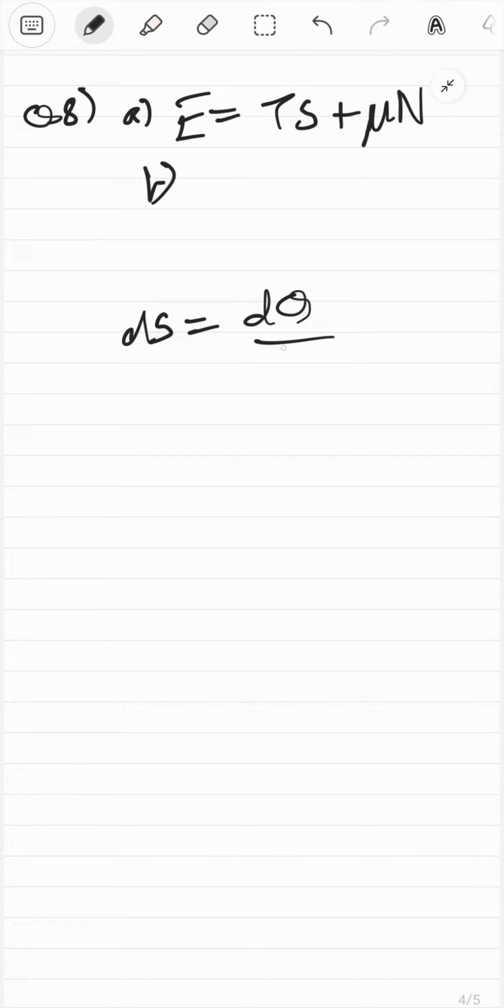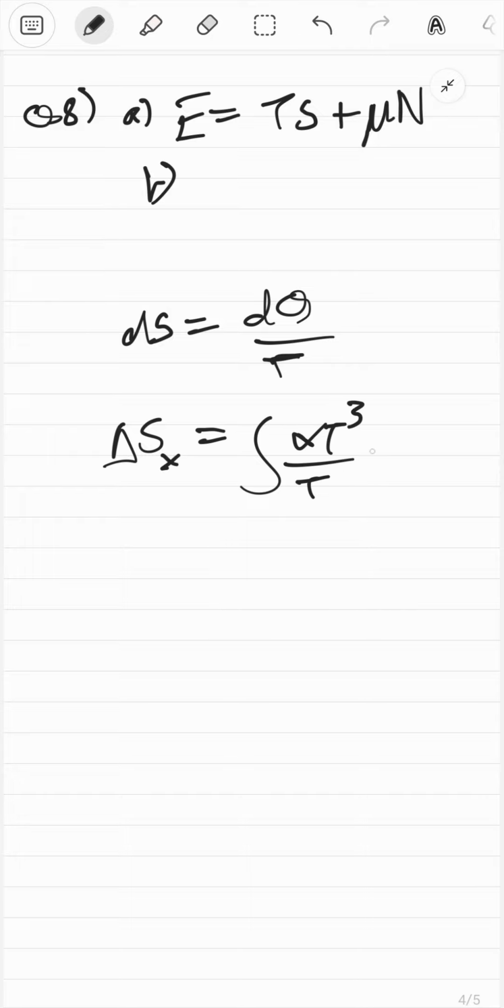So anyway, dS is equal to dQ upon T, and we integrate this. Just like the change in entropy before any kind of transition really is the integration of this. But then dQ can be written as the heat capacity times dT. So for example, for the first one, it's just alpha T cube upon T dT. So it's just alpha T square, but that's just alpha T cube by 3.